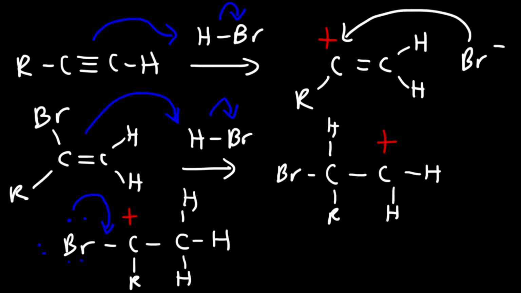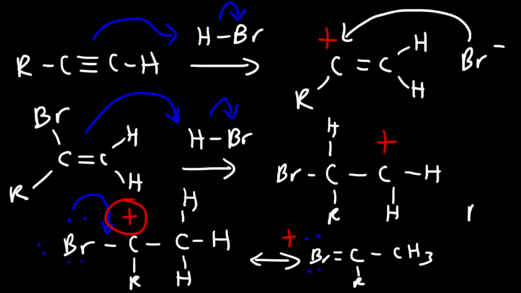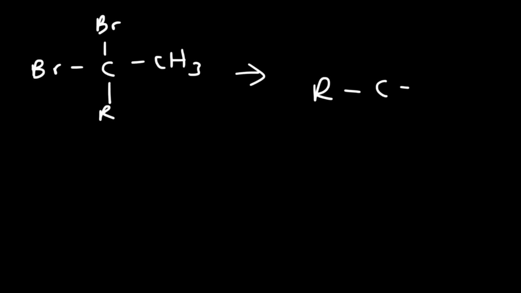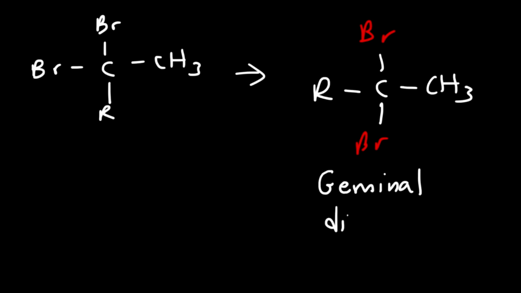This bromine atom can donate a pair of electrons, creating this resonance structure, which looks like this. And so now the bromine atom bears the positive charge. And so that's why the second bromine atom goes on the same carbon as the first bromine atom, because that first bromine atom can stabilize the positive charge on the carbon. So now the bromide ion is going to attack this carbon, breaking this pi bond. And so in the end, we're going to have two bromine atoms on this carbon. So I'm going to redraw it like this. This is called a geminal dihalide.